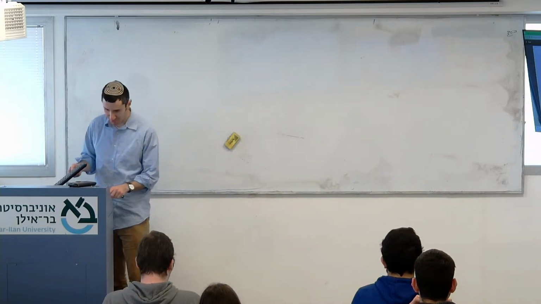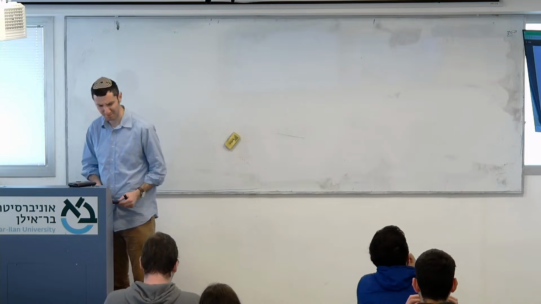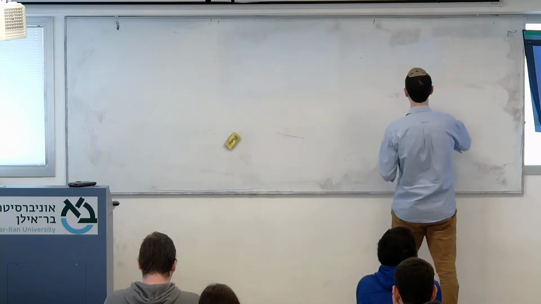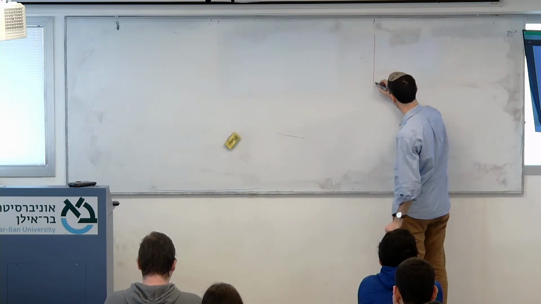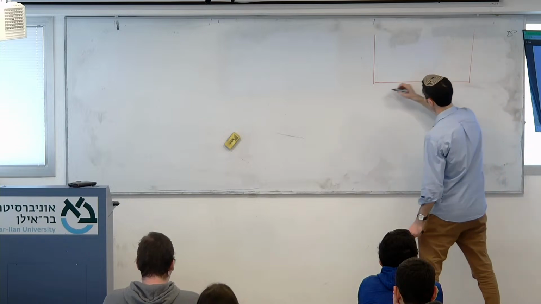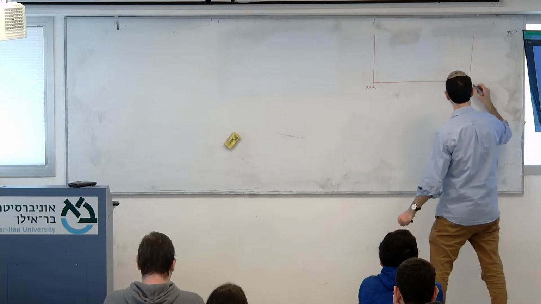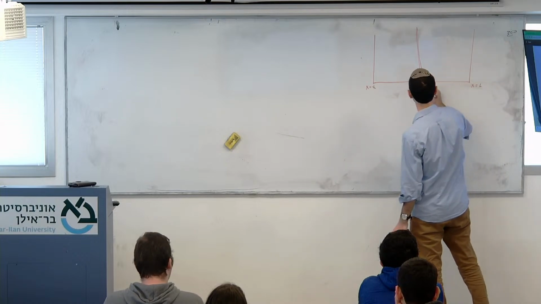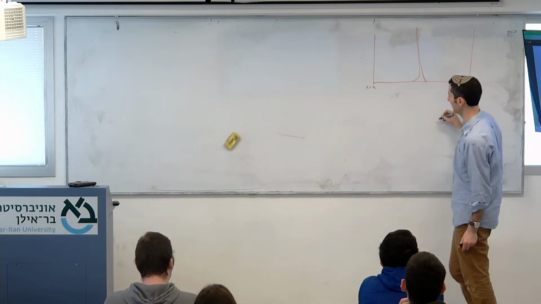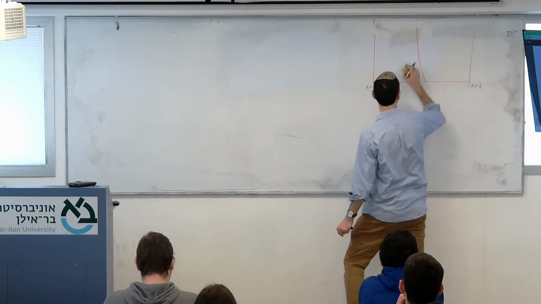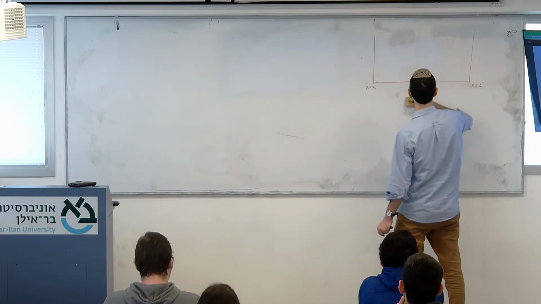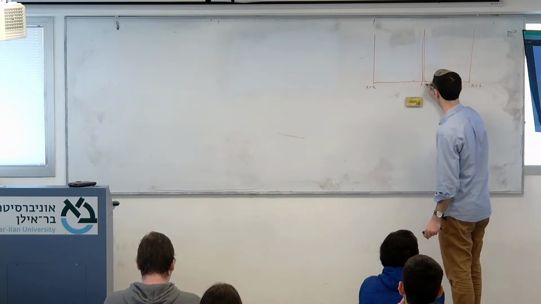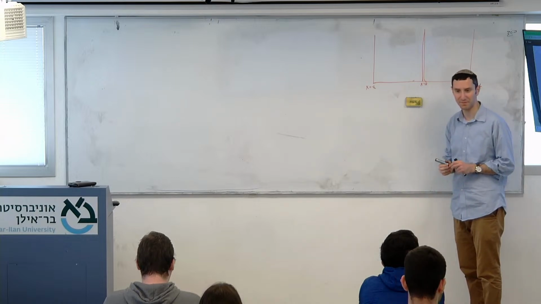Our potential is going to be very mean. It's going to be infinity here, where x is minus L, and here, where x is L. And in between I'm going to have a delta barrier. This is better. And this is my V.